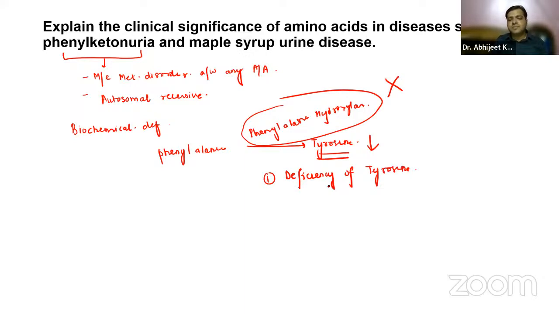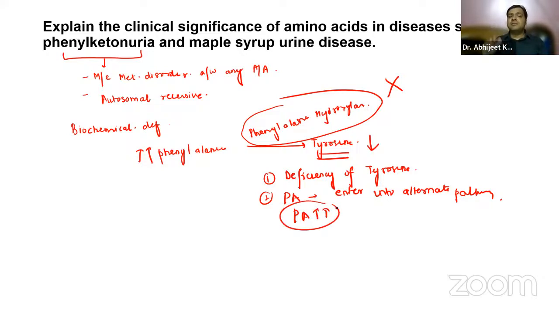Deficiency of tyrosine. The phenylalanine will be more, right? It will enter into other, alternate pathways. I'll be discussing the metabolic pathways when I cover them. And obviously phenylalanine will increase because the enzyme which is used to convert phenylalanine into tyrosine is not working.